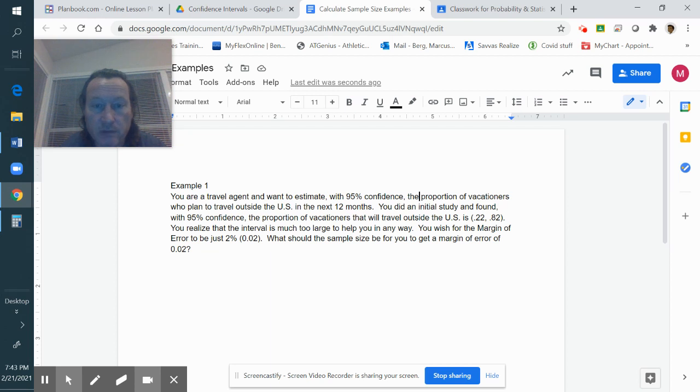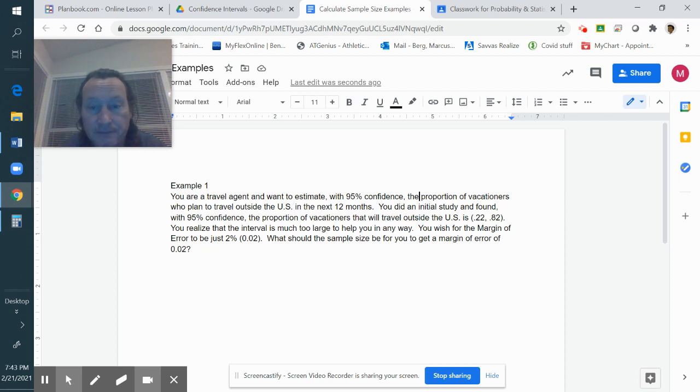So you are a travel agent. You want to estimate with 95% confidence the proportion of vacationers who plan to travel outside the U.S. in the next 12 months. You initially did a study and found with 95% confidence that the proportion of vacationers that will travel outside the U.S. is 0.22 to 0.82, or 22 to 82% of the vacationers. That's way too big. It's not going to help you.